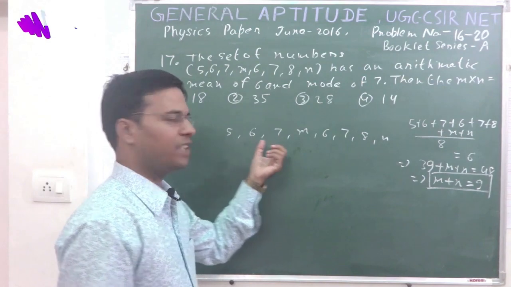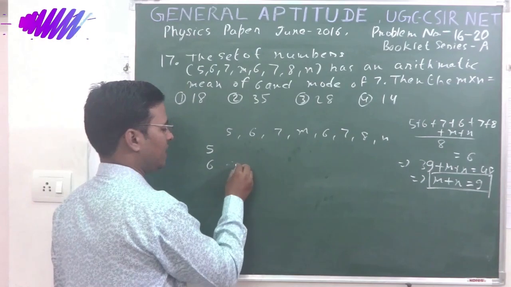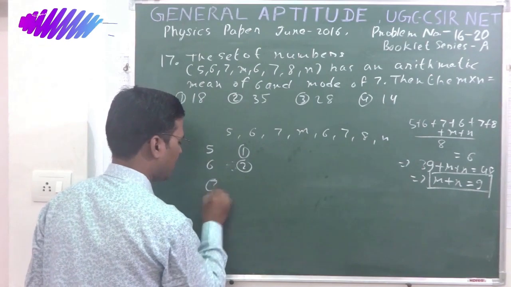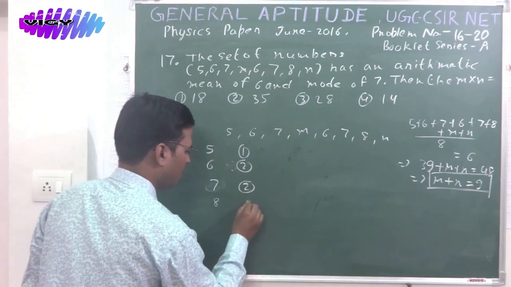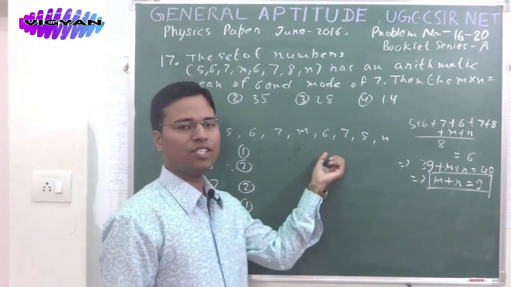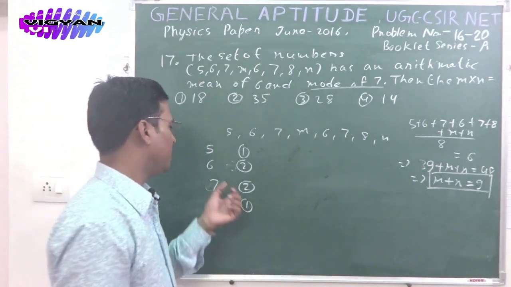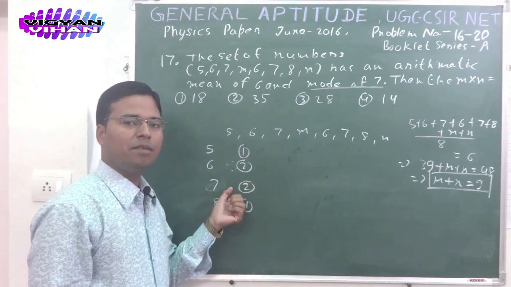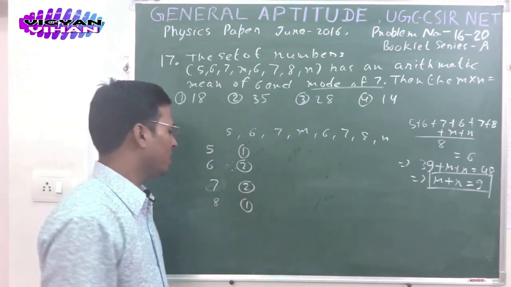Then arrange them with their frequency. 5 is 1 time, 6 is 2 times, 7 is here 2 times, 8 is here only 1 time. Then m and n are unknown quantities, but according to the given question, the mode is 7 for the given set, but here 6 is 2 times, 7 also 2 times. The mode cannot be defined.